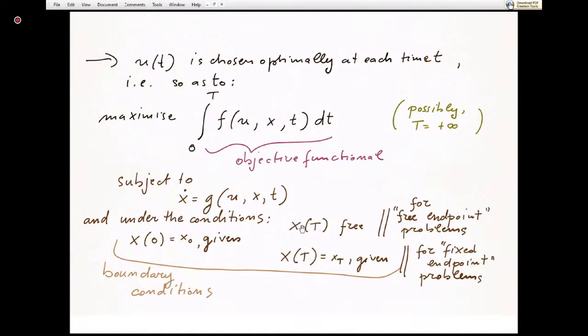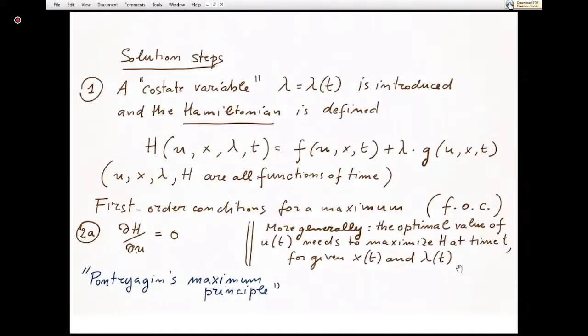Then we may want to end up with x at the terminal time, the stock variable at the terminal time, free. We don't worry about the value of the stock variable at the terminal time. Or given. When it is free, we have free endpoint problems, and when it is given, we have fixed endpoint problems. So now, let me just show you how the problem is transformed in general, and then in the specific case we are going to study. I will focus only on point one here.